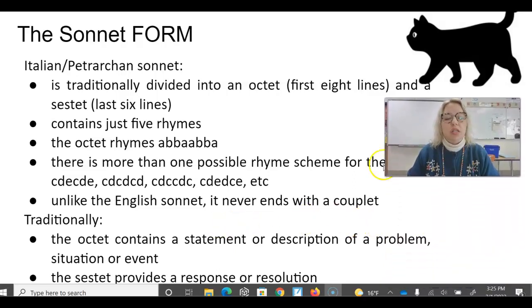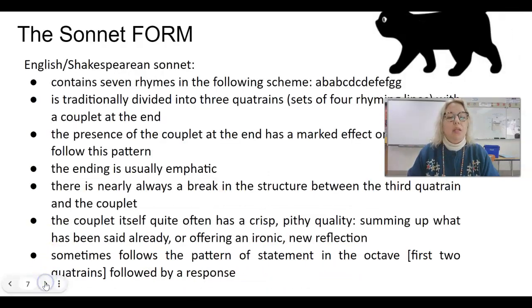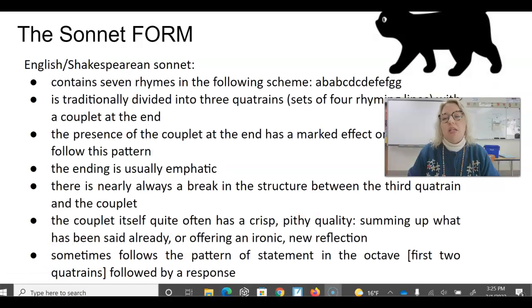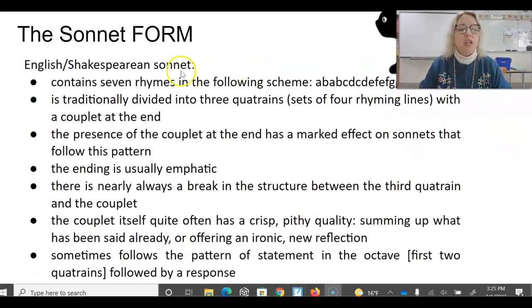So traditionally, the octet contains a statement or description of a problem, situation, or event, and then the sestet provides a response or resolution to that situation. The English sonnet is a little bit different. The English sonnet, or Shakespearean sonnet, contains 7 rhymes, and it has this rhyme scheme ending with that couplet, the GG.